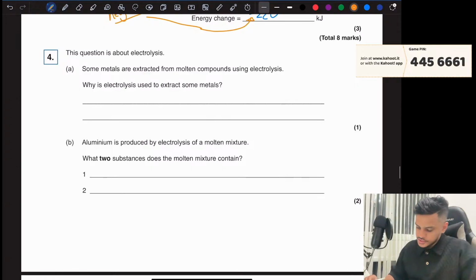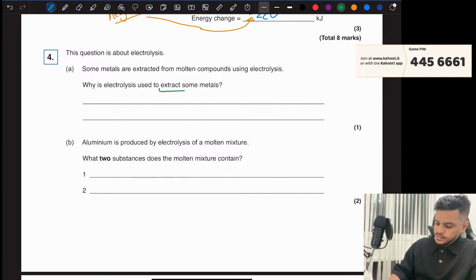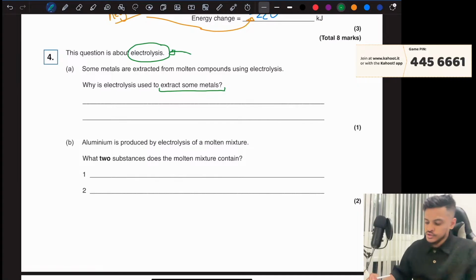Questions about the electrolysis. Some metals are extracted from molten compounds using electrolysis. Why is electrolysis used to extract some metals? What do you guys think the answer here is? Okay, let me know. Electrolysis isn't the main process that we want to use to extract metals. The main thing we want to use is reduction.